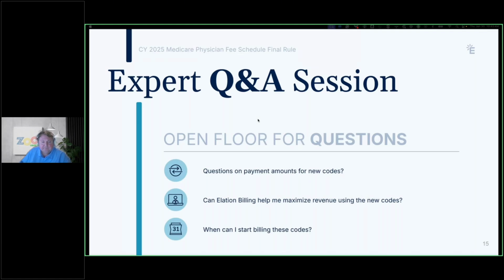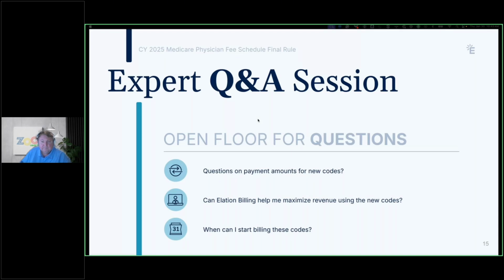Okay, great. And I think one thing we can highlight is that while you have to choose either APCM or CCM for a patient, both of those can be combined with remote patient monitoring. So that's good to know.